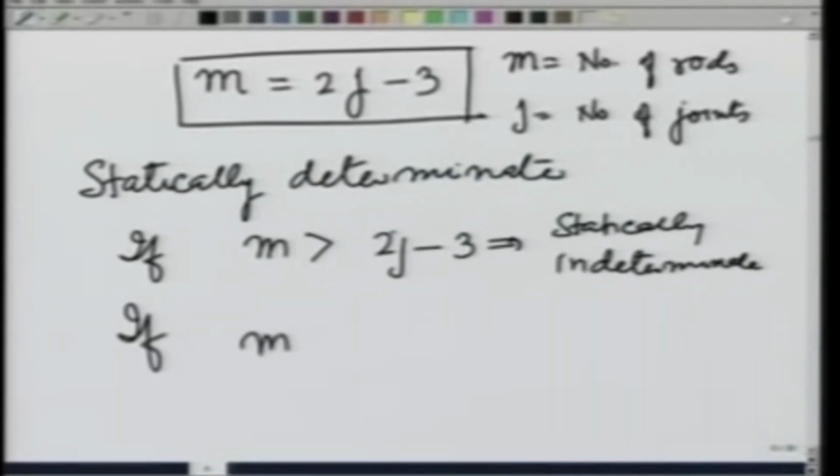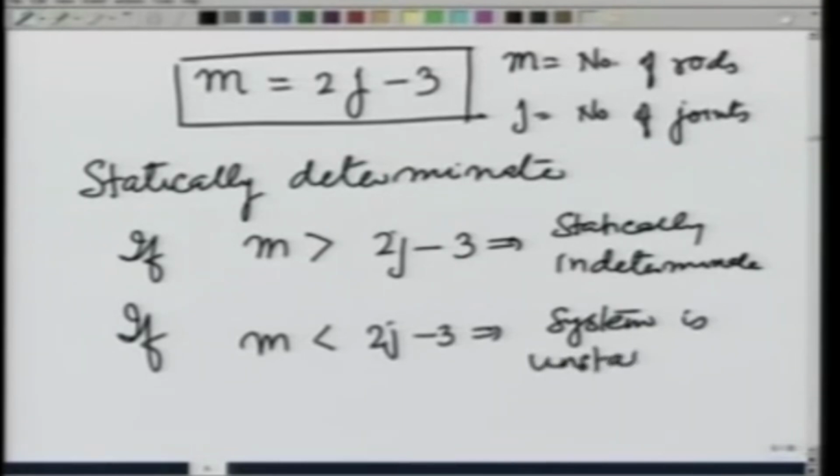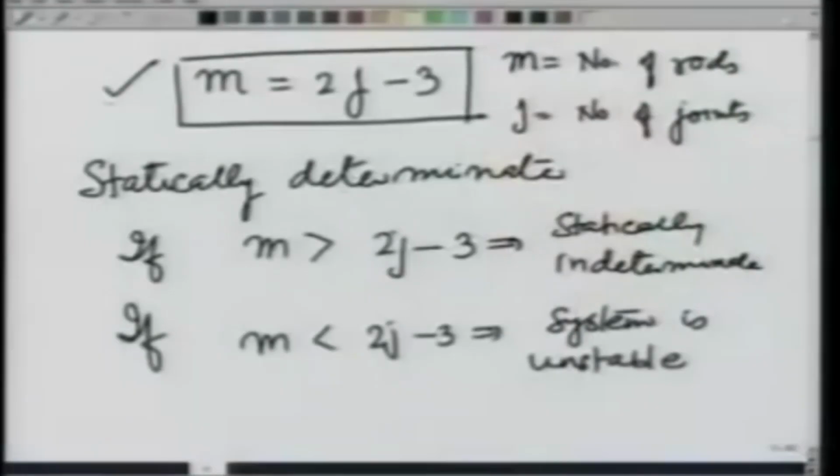On the other hand, if m is less than 2j minus 3, then the system is unstable. I have not provided enough members or rods to provide enough forces to keep the system in equilibrium, and therefore, the system may collapse. So, just the right number to make it statically determinate is m members in a truss with m equal to 2j minus 3, where j is the number of joints. Let us understand how this condition comes about.